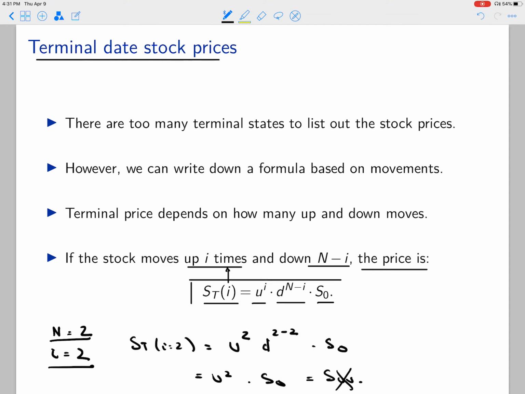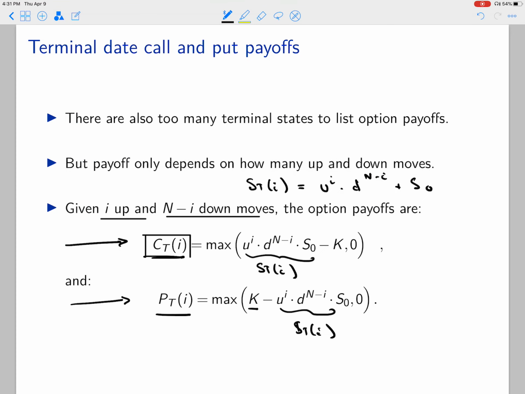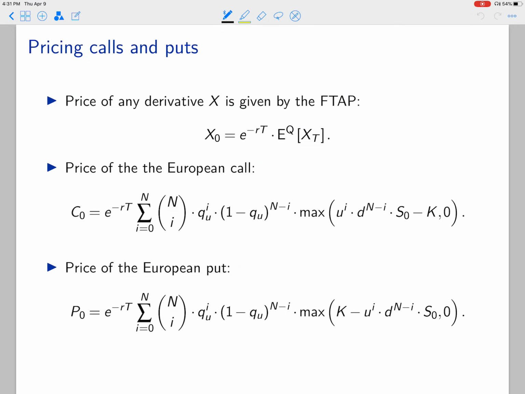You can compute the stock price as a function of the number of up or down movements, St of I equal to u to the I, d to the n minus I, times S0. You can calculate the call and the put payoffs as a function of the number of up movements I, very straightforward. And you can calculate the risk-neutral probability of any number of I up movements via the following formula at the bottom: Qi equal to n choose I, Qu to the I, 1 minus Qu to the n minus I. Once you have that, all you need to do to price the derivative is to plug everything into the fundamental theorem of asset pricing.